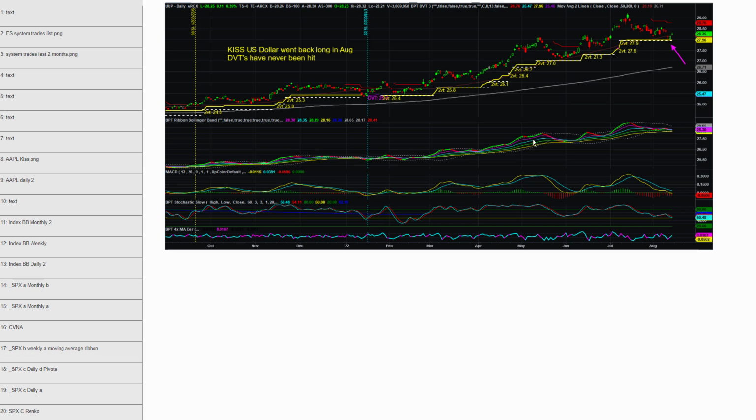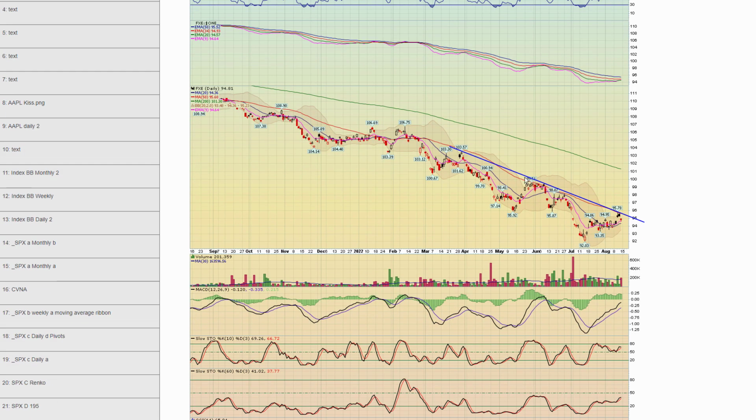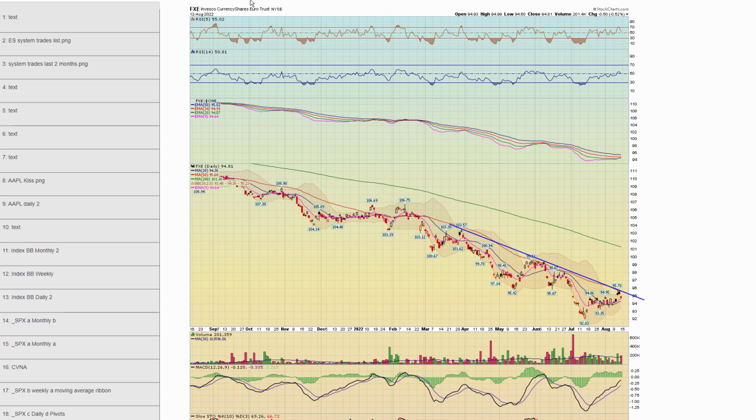Next, chart 80, here's FXE, that's the euro. Keep an eye on this. You got a downtrend line here, which matches the 50-day moving average. That's your resistance. That'll be important. Can it break above there, or do we just go down again?